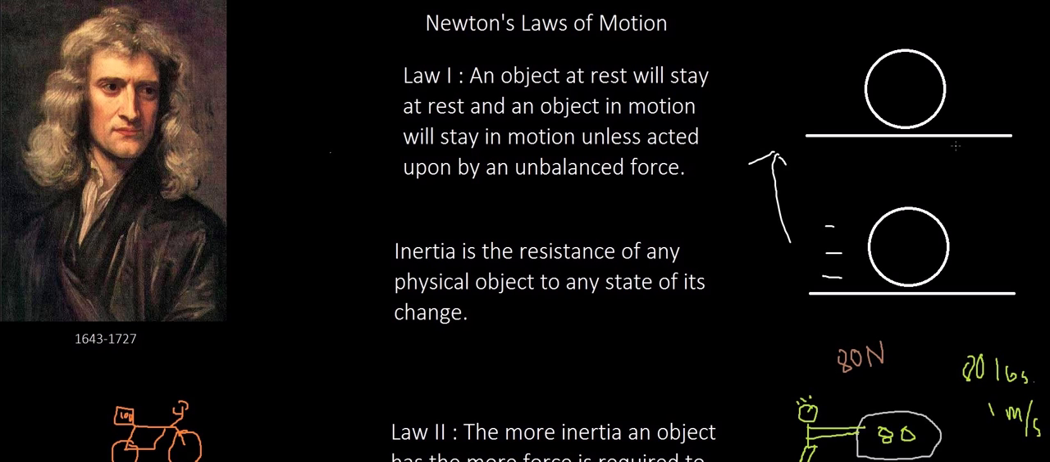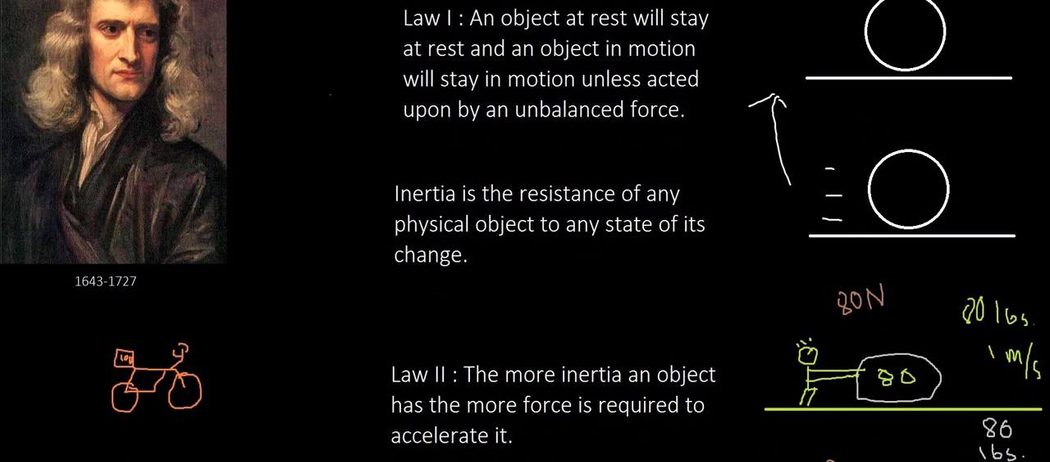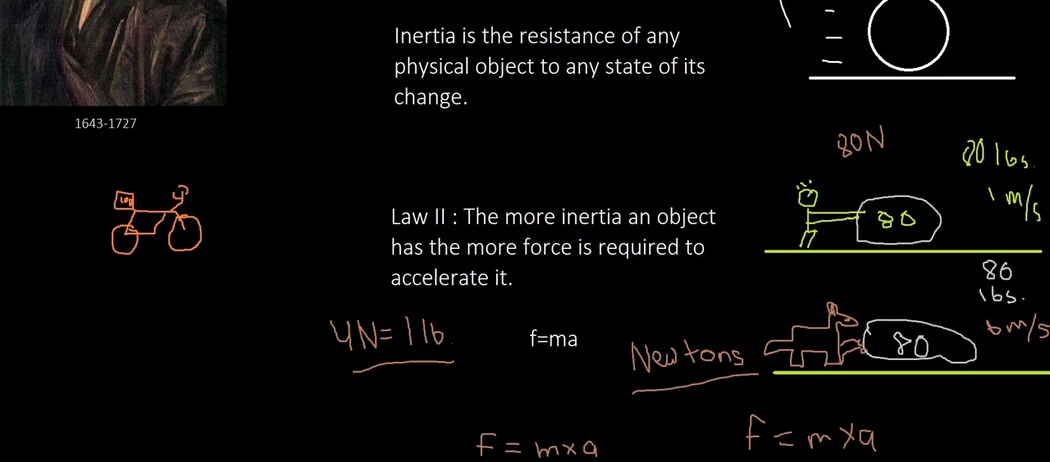The object in motion will stay in motion was pretty odd because whenever we move an object, eventually it will stop. But we know that the unbalanced force was air resistance and friction. And also, inertia is the resistance of any physical object to any change in its state. So it means that inertia was what we have to overcome when pedaling a bicycle.